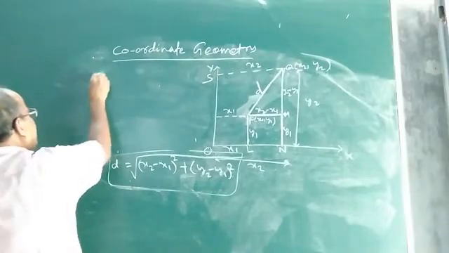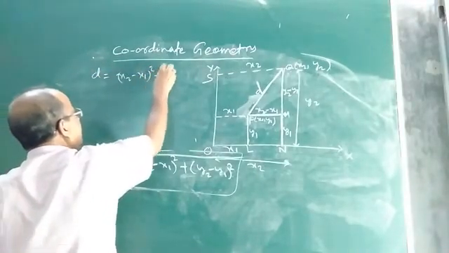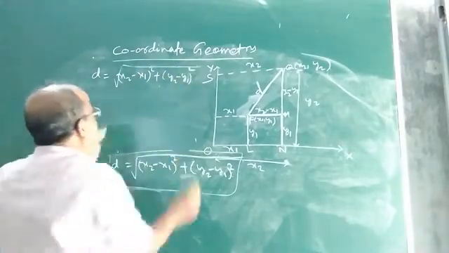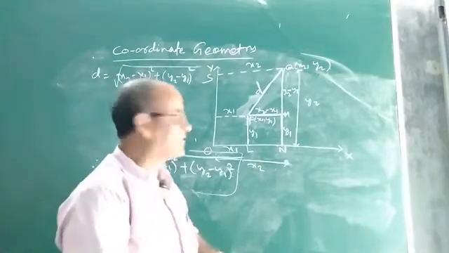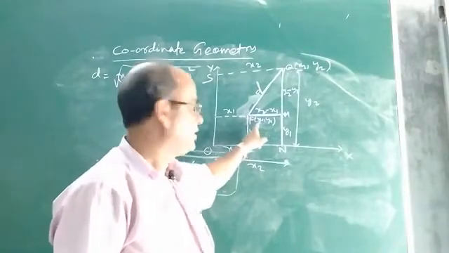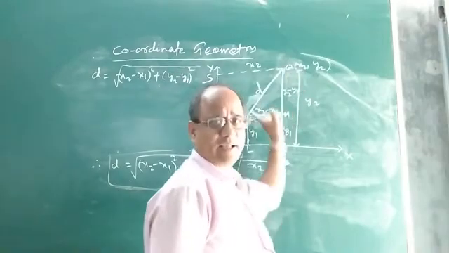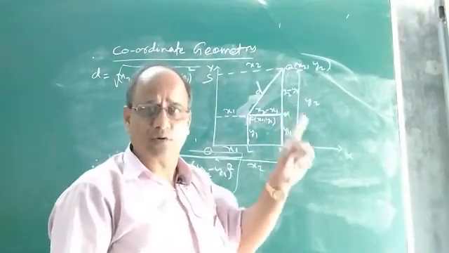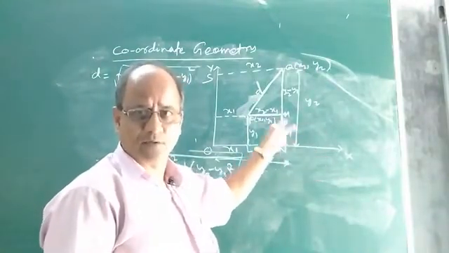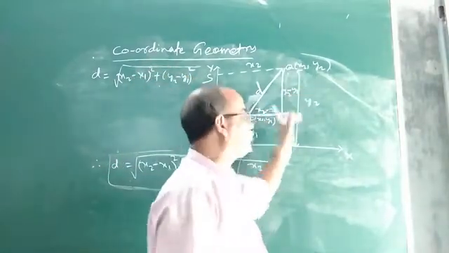As I just told you, d equals the square root of (x2 minus x1) whole square plus (y2 minus y1) whole square. What are x2 and x1? x1 is the abscissa. You know what abscissa is? It is the x coordinate of a point. So the abscissa of P is x1, the abscissa of Q is x2, and it is x2 minus x1. That means the square of the difference of the abscissas, and the square of the difference y2 minus y1 whole square.